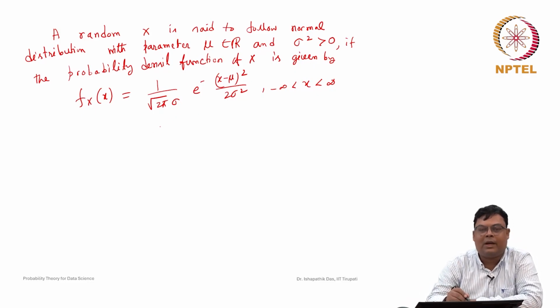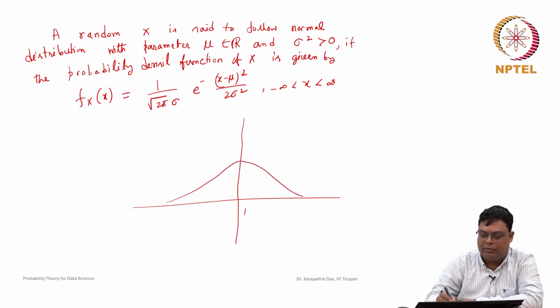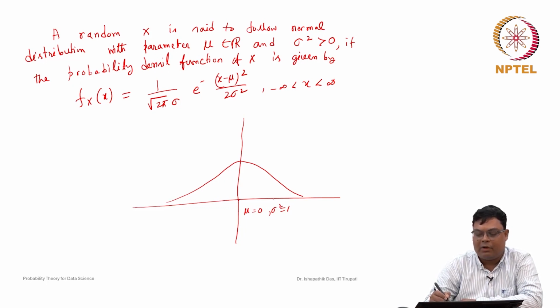Now, mu and sigma are parameters, and they also measure something. If you consider mu equal to 0 and variance sigma square equal to 1, then this density looks like a curve that is symmetric around 0, like a mirror image. The left side is very similar to the right side, and here it will be the mode also. We will see that mu is the mean of this random variable, and sigma square is the variance of this random variable. We will check that.